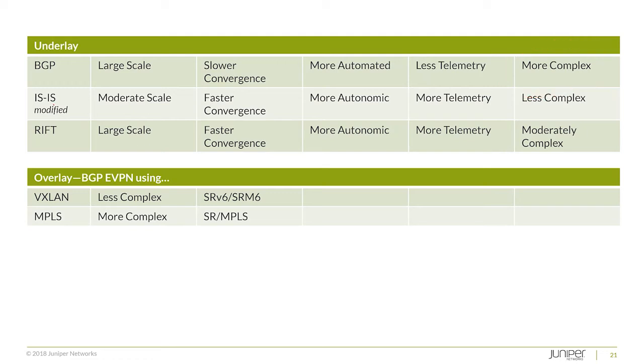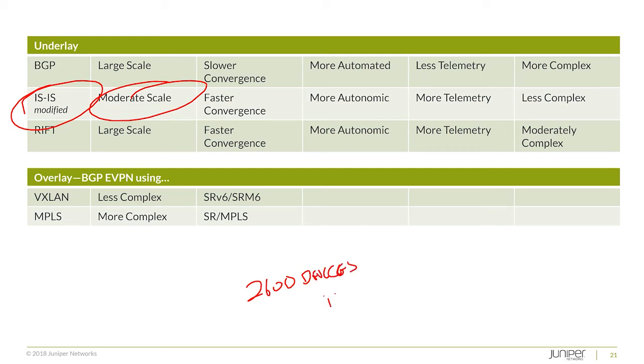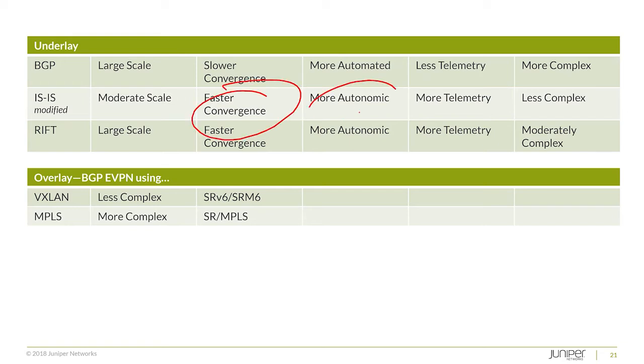You can do ISIS or ISIS modified. This is what I would consider moderate scale. I've seen this up to 2,600 devices, or a fabric with 2,600 routers in it, and pushing about 120,000 routes. So this is moderate scale. It's much, much faster convergence. It's more autonomic. You can actually run ISIS almost autonomic. You need to configure just a couple of things. You do get your LSDB. You also get in near real-time changes in the network topology based on getting link state updates. And I consider configuration here to be a little bit less complex.